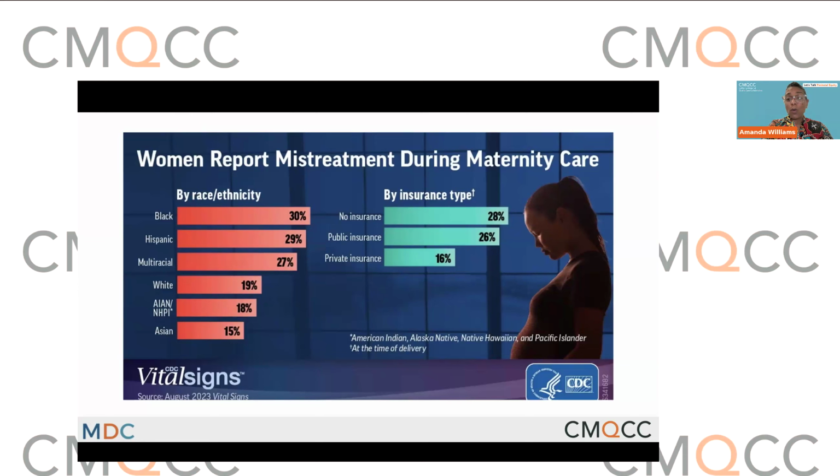And though our colleagues, our nurse, physician, midwife colleagues have the best intents to try to do right by patients, that is not what they are experiencing. And it's particularly not what they are experiencing if it is a woman of color or someone who is publicly insured or with no insurance. So there really is a body of work to do. Next slide.